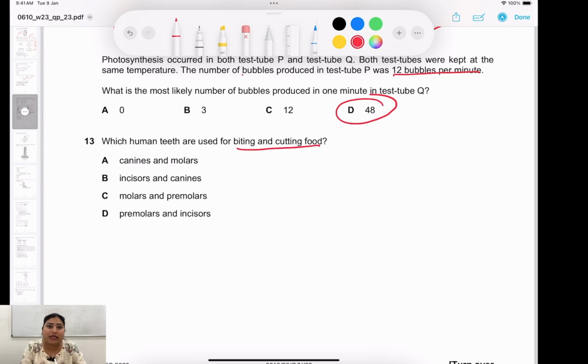Which human teeth are used for biting and cutting food? As you know, molars and premolars are used for grinding. So that means this option is gone, this option is gone because it has premolar, and this option is also gone because it has molar. So the correct option here is going to be B.